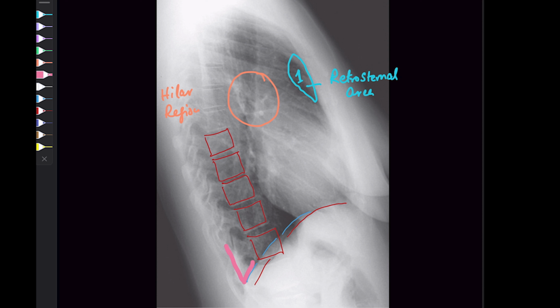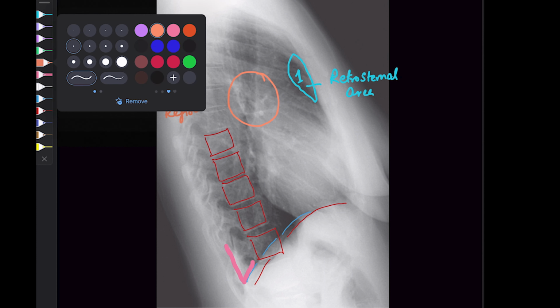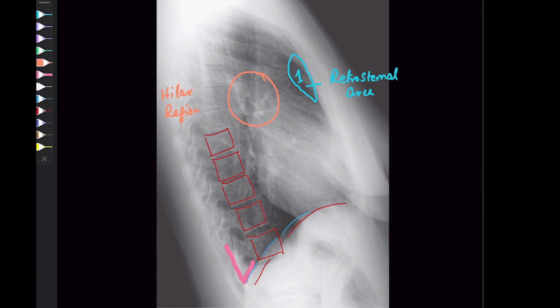Now, we can see this retrosternal area. And then what we can see here, this is my hilar region. We have talked about it.